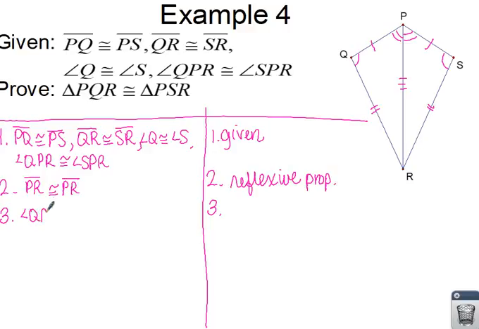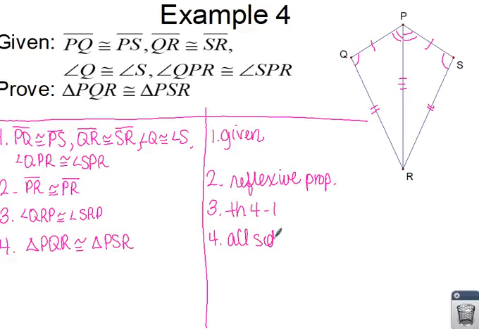So angle QRP is congruent to angle SRP. And that is because we've already got two angles congruent, so we know the third angles have to be congruent by theorem 4.1. Because that's what it says. It says if two angles are congruent, then the third is congruent. So, we've got three angles congruent, we've got three sides congruent, that means our triangles are congruent. So, triangle PQR is congruent to triangle PSR because all sides and angles are congruent.